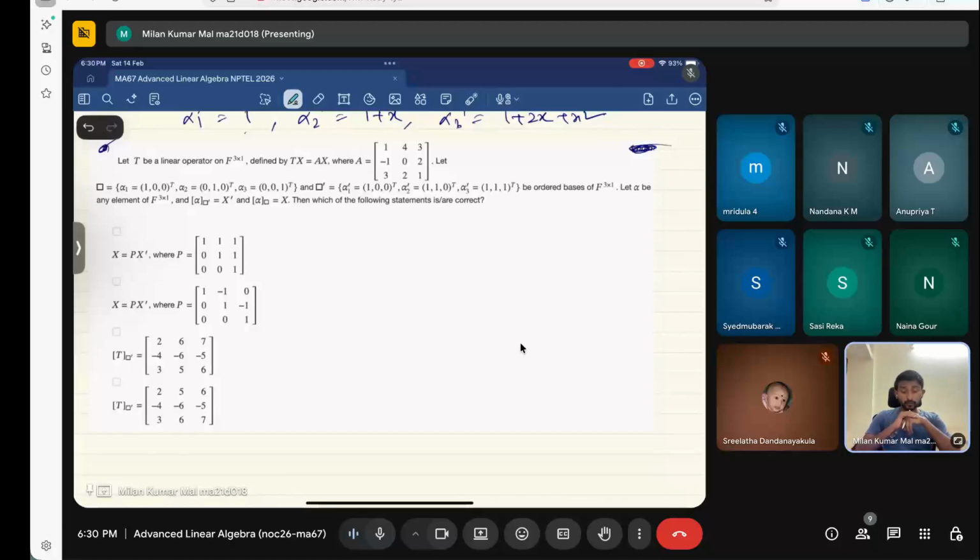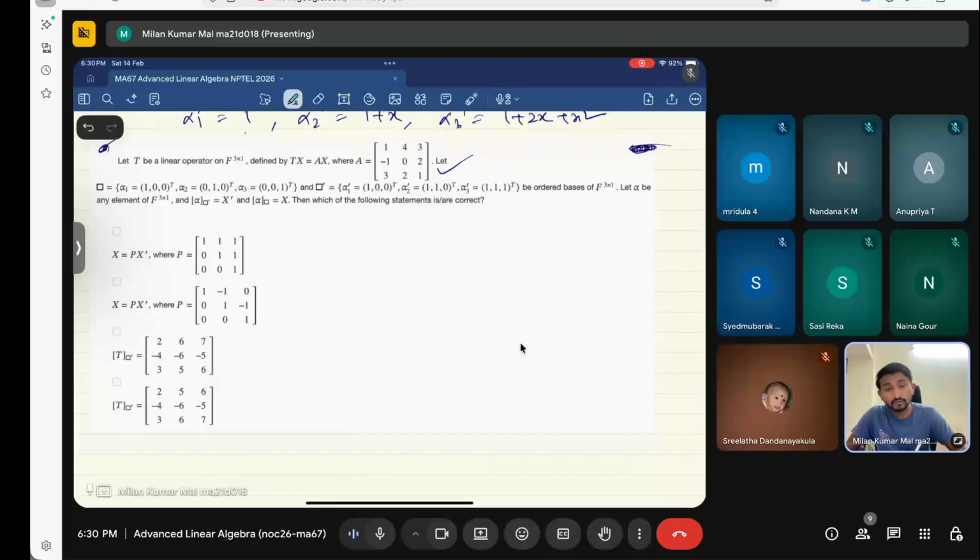So what does this problem say? Let me read this first. Let T be a linear operator on F3 cross 1, that means column vectors, and Tx is equal to Ax, and A is given. That means the linear operator is given by a matrix here. This is the matrix representation of the linear operator T with respect to the standard ordered basis.